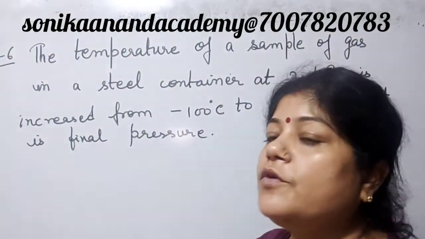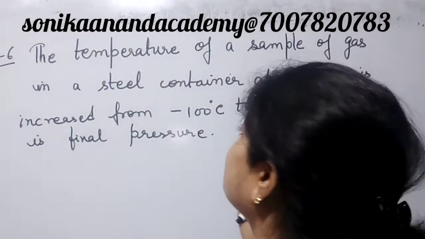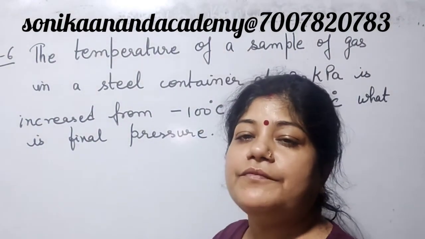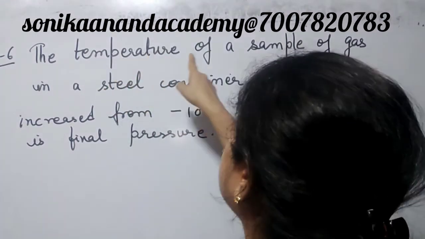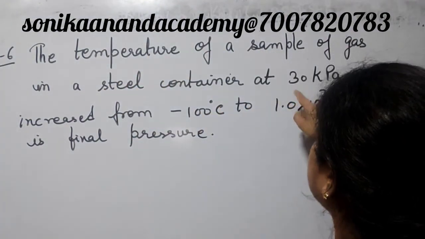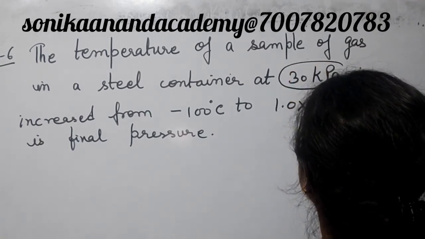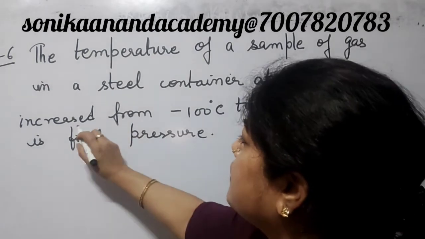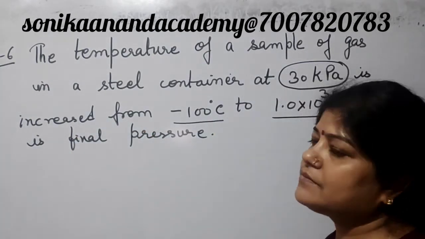Now the next question, there's one more question. Observe this question carefully because there are a lot of conversions in this question, and the data which are given in this question are a little bit tough, a little bit typical. Now just read out the question. The temperature of a sample of gas in a steel container at 30 kilopascal is increased from minus 100 degrees Celsius to this degree Celsius.